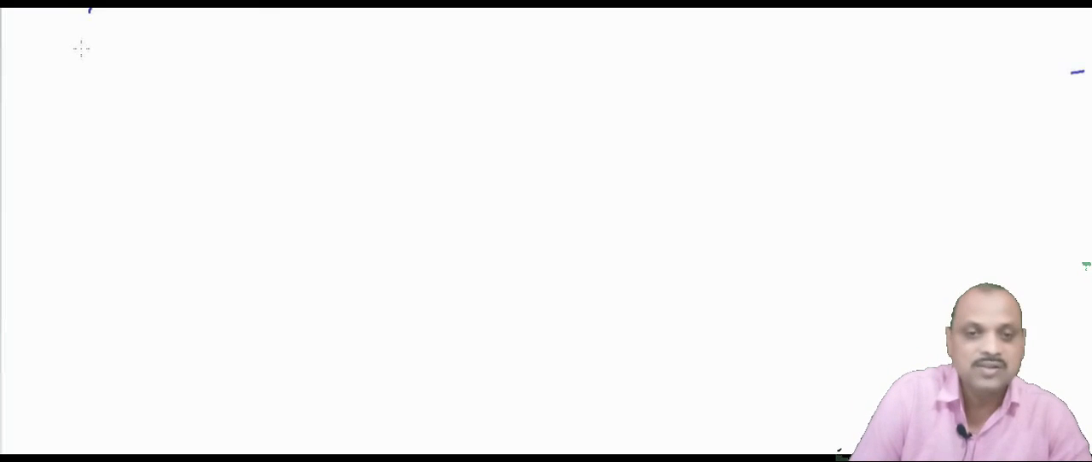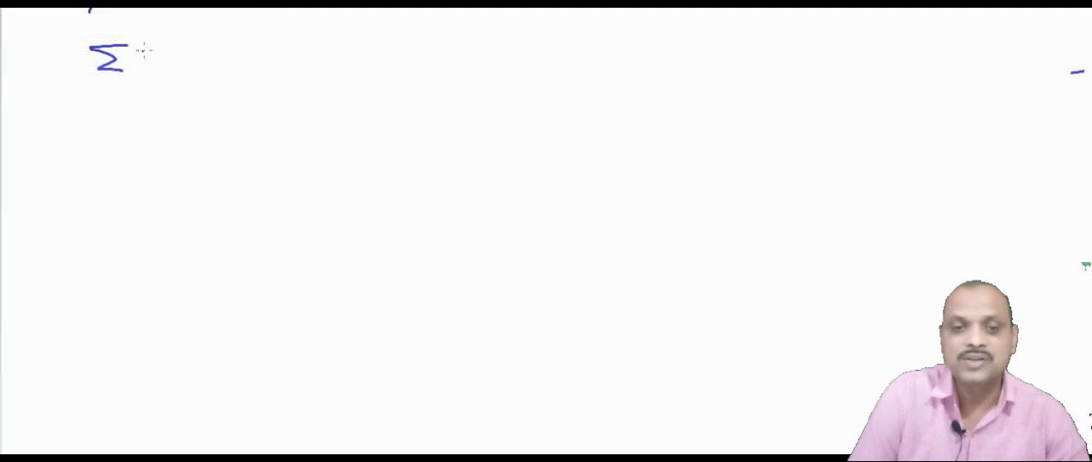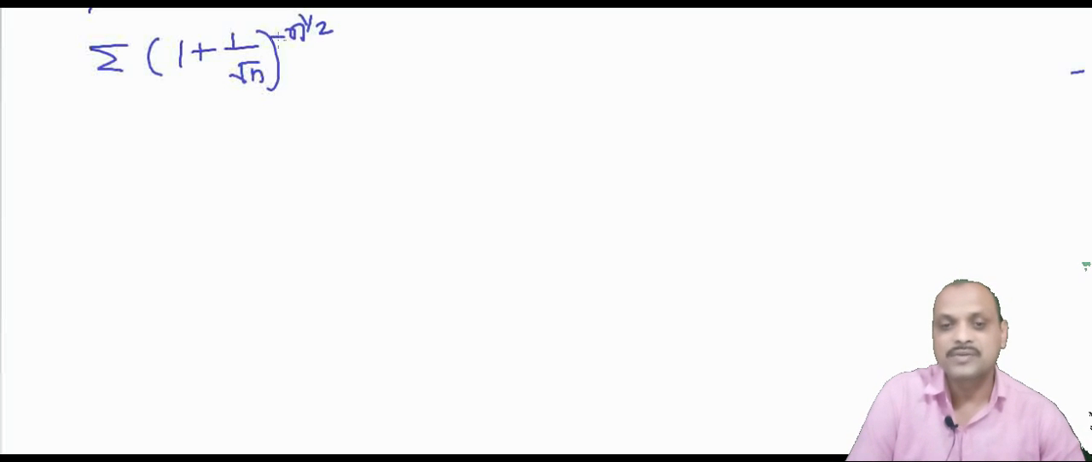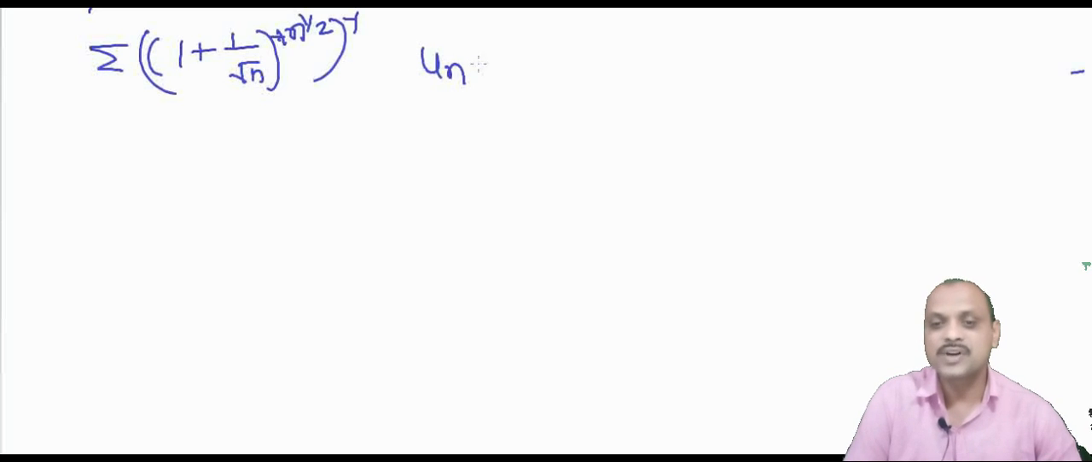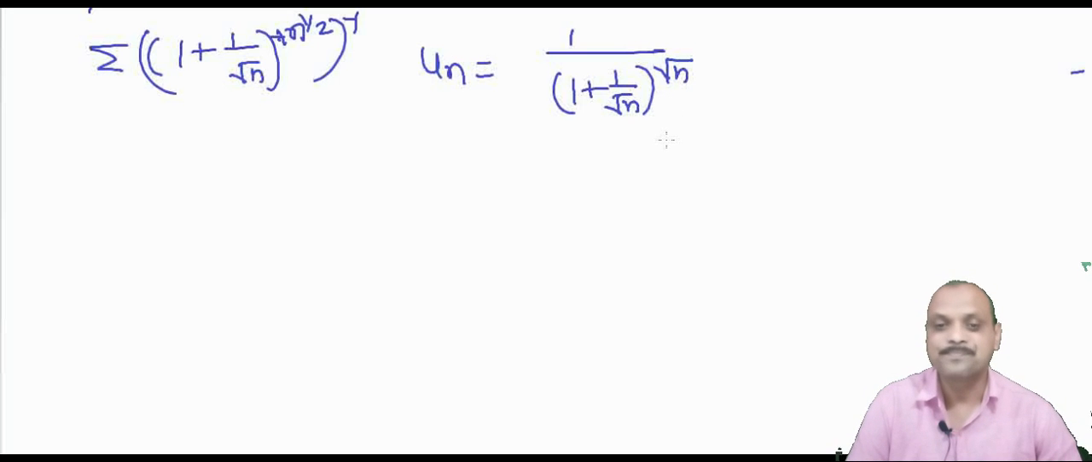Suppose we want to test the convergence of the series 1 plus 1 divided by under root of n, whole raised to minus n raised to 3 by 2. So here what is u_n? u_n equal to 1 divided by (1 plus 1 divided by under root of n) whole raised to n raised to 3 by 2.